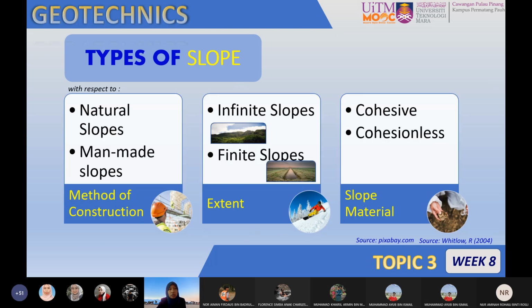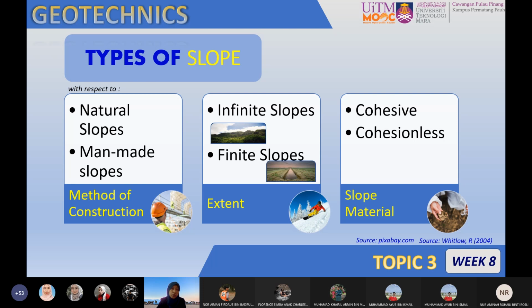And then when you categorize the types of slope according to three factors here, we can categorize them according to the method of construction, the extent of the slope itself, and the slope material. When you look at the method of construction, for example, here again we have the natural slope and also the man-made slopes. It means, does it involve a method of construction? What kind of method of construction? Is it involved with cutting and so on? So you have to identify how a natural slope can be changed to a man-made slope.